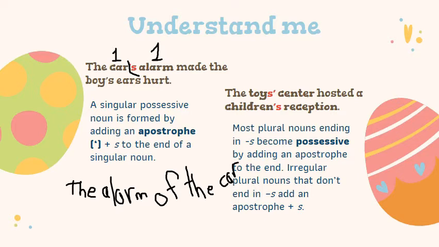Made the boy's ears hurt. How many boys am I talking about? About one boy, right? You can hide the apostrophe s. So there is only one boy. But of course the boy has 2 ears, right? That's why the word ears is plural. When it's plural, I only add s, not apostrophe. The boy's ears means the ears of the boy.